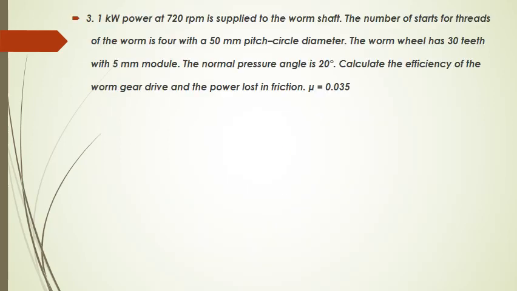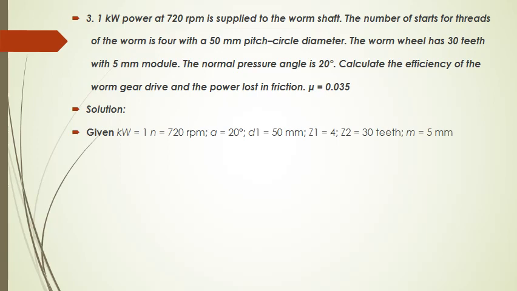Now problem number 3. 1 kilowatt power at 720 rpm is supplied to the worm shaft. The number of starts for threads of the worm is 4 with a 50 mm pitch circle diameter. The worm wheel has 30 teeth with 5 mm module. The normal pressure angle is 20 degree. Calculate the efficiency of the worm gear drive and the power lost in friction. Coefficient of friction mu is equal to 0.035. Now we will see the solution.